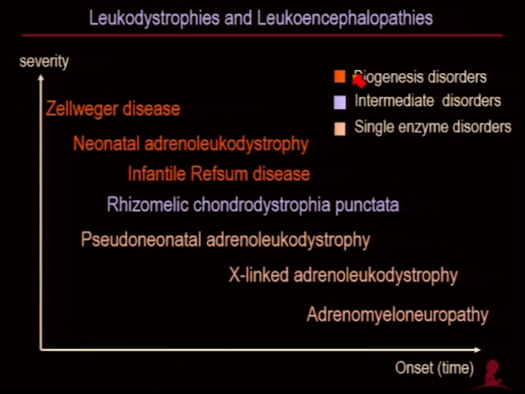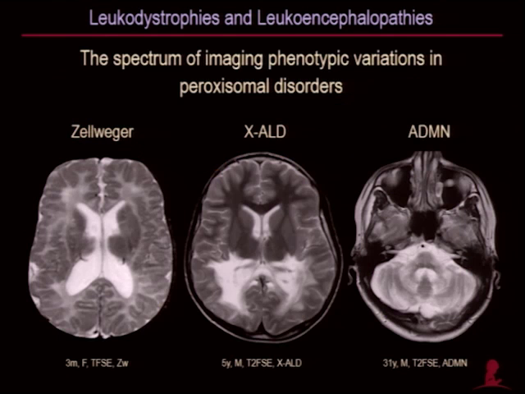If you have abnormalities related to the disorders of the biogenesis of the peroxisomes, you get very severe diseases with very early onset in life, whereas if it's a single enzyme disorder, it may have a later onset and the outcome may be much more benign, and then you have conditions in between. So that's, I think, a very important concept: the age of onset and severity. Earlier age of onset, more severe disease; later onset, less severe disease.